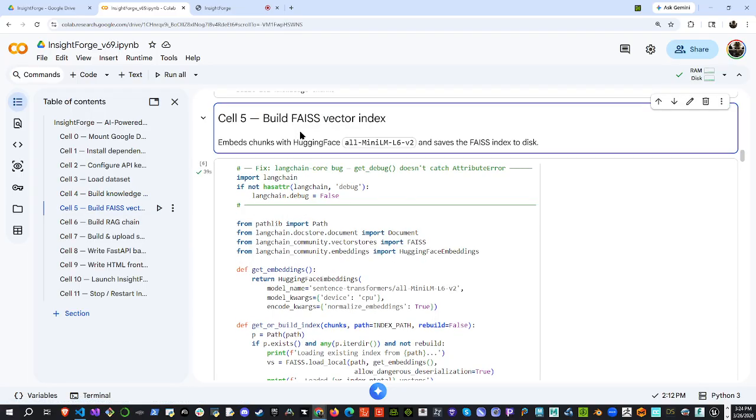All right, we'll go to cell 5. This builds the FAISS vector index. What's kind of cool is it takes all those knowledge chunks and breaks things up so that they're in 3D vector space. So it has a positional location in 3D. And then it embeds the chunks using the open source tool Hugging Face, which is pretty cool. It's always great to see a good open source tool. All-MiniLM-L6-v2, and saves the FAISS index to disk.